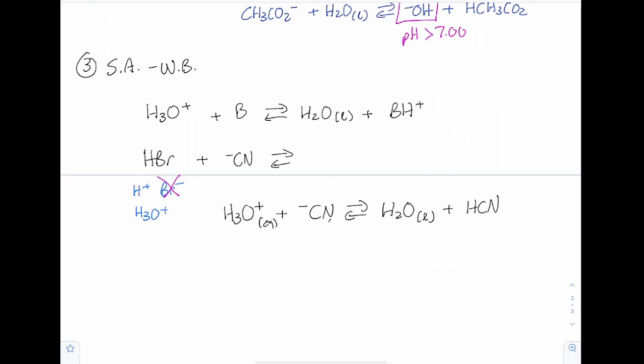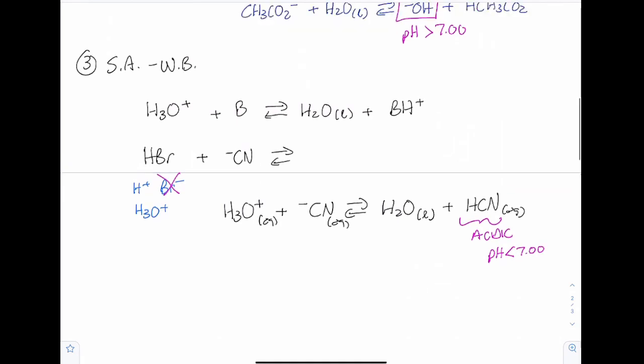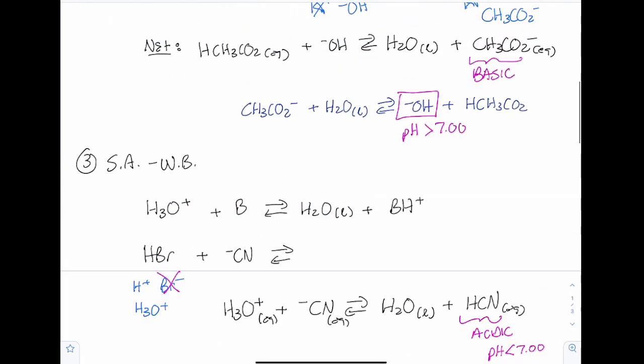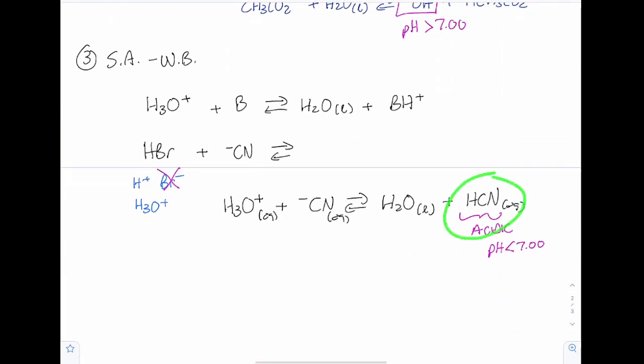So aqueous, aqueous, aqueous, right? This is acidic. It will react with water. We'll write that equation here in a minute. So my pH is going to be acidic, so it's going to be less than 7, right? Just like we did up here, this was basic, so it's going to react with water. This is acidic, it will also react with water, so we're going to write our acid dissociation equilibrium equation.